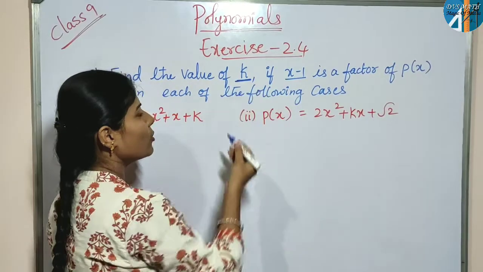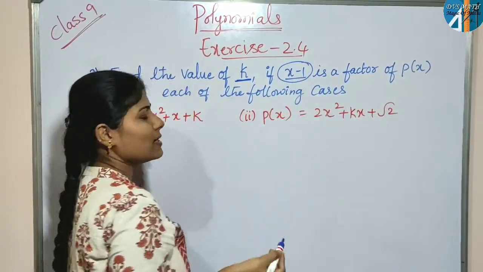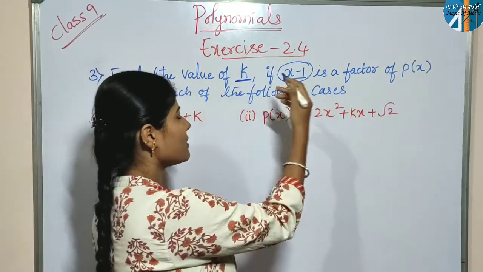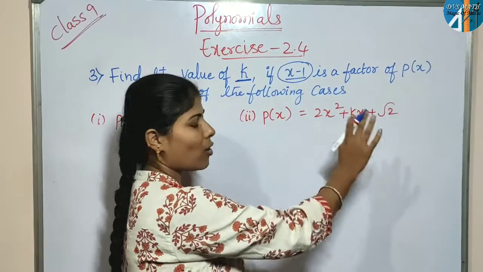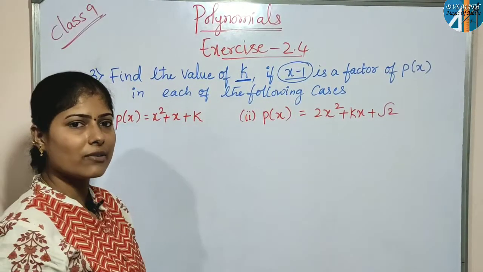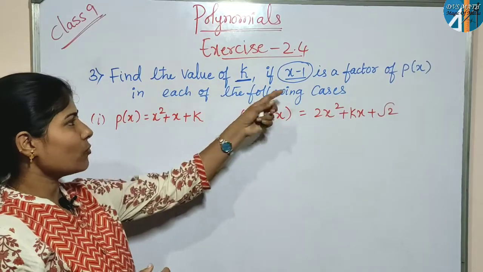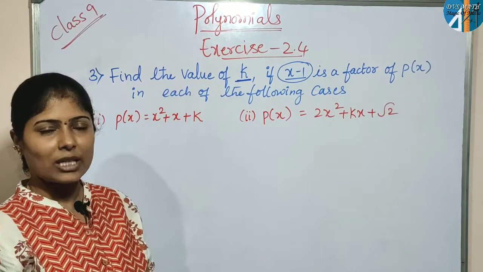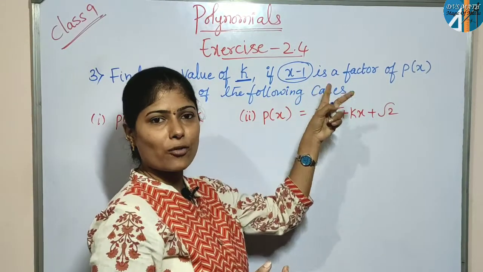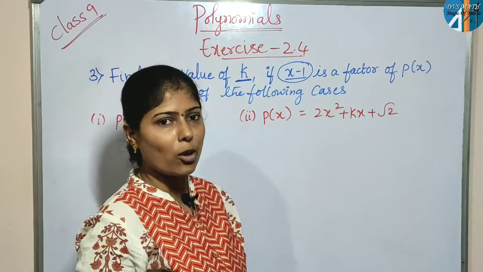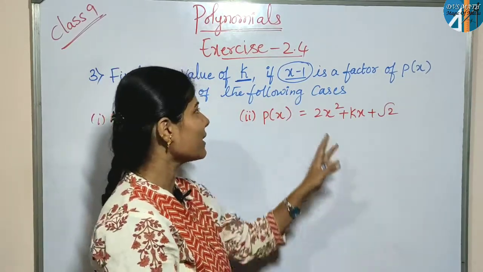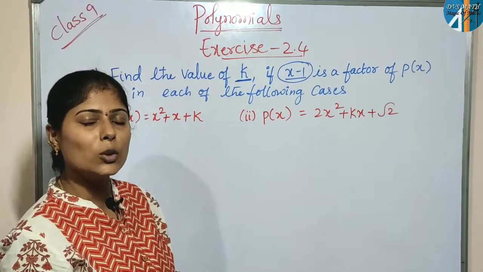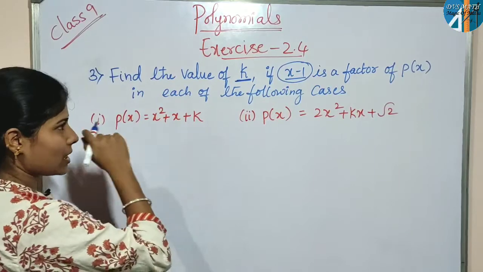Here we have to find the value of k, and they have given one factor, that is x minus 1 is a factor of p of x in each of the following. They said that x minus 1 is a factor in all these cases. In the previous question we solved that: given the factor, we used to substitute in the given polynomial, and if the remainder is 0, then we say that the given is a factor of the polynomial. Otherwise it is not the factor of that polynomial. But in this question they only said that x minus 1 is a factor of the given polynomial. That means p of x will be equal to 0. Clear?